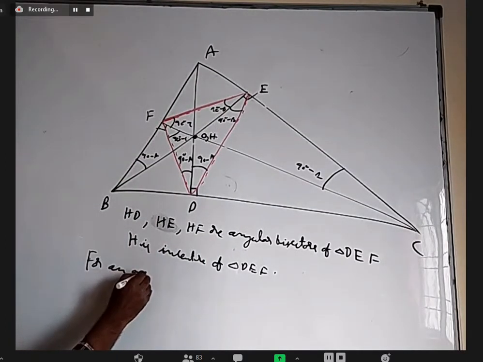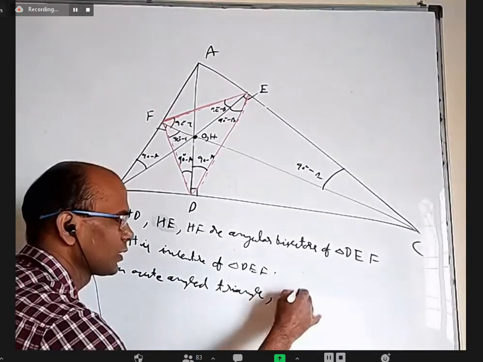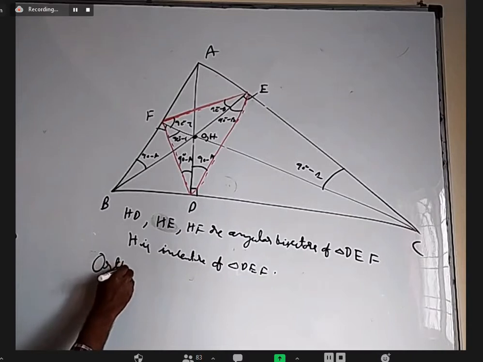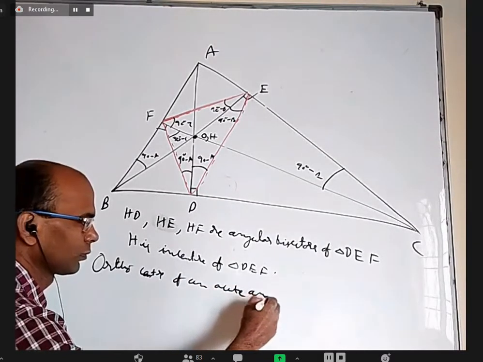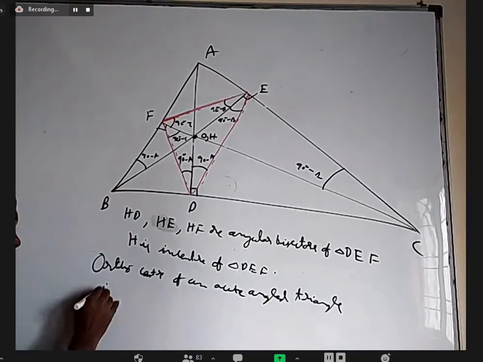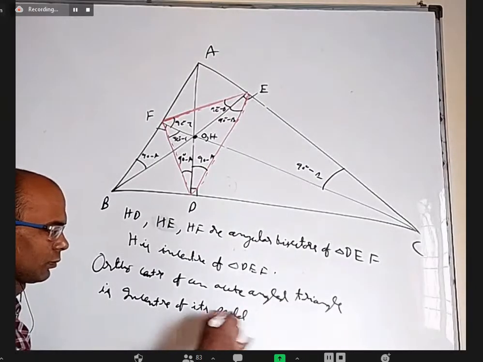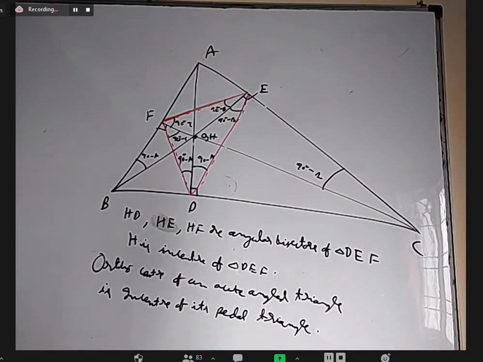So for an acute angle triangle, I can write that: the orthocenter of an acute angle triangle is the incenter of its pedal triangle. Okay, everybody clear about this? Yes, sir. Okay.